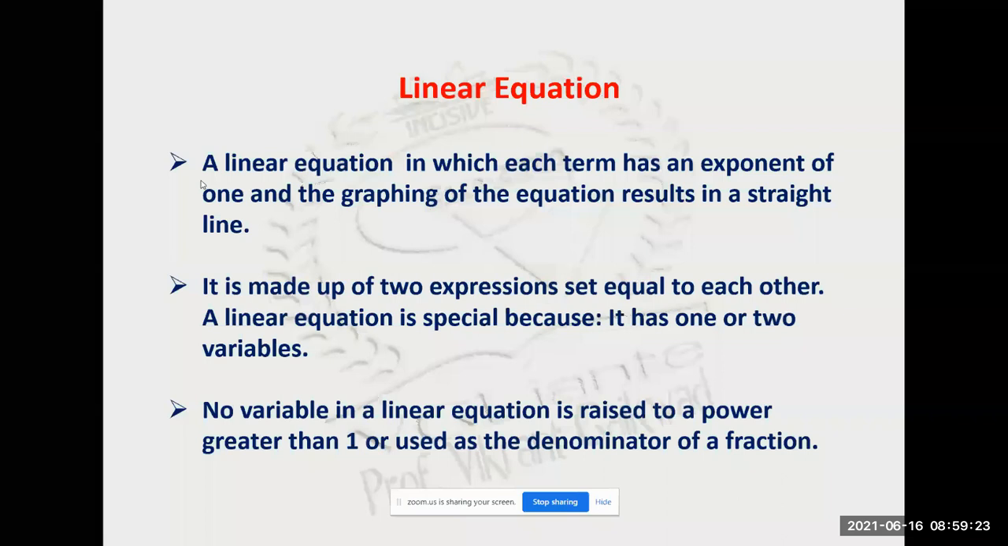A linear equation is special because it has one or two variables. No variable in the linear equation is raised to a power greater than 1 or used as the denominator of a fraction.